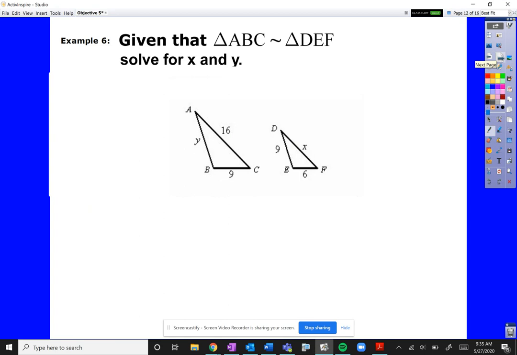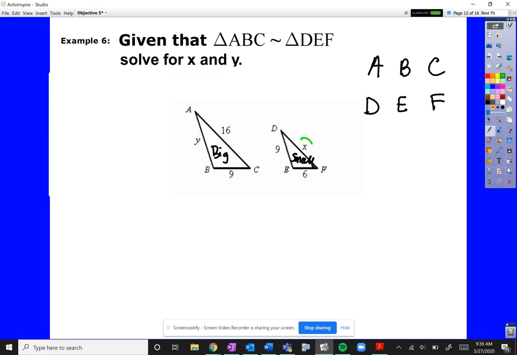Given that ABC is similar to DEF, I'm going to write them on top because I always feel like it makes it easier to see. Solve for x and y. Okay, so let's just start by solving for x. So we have the big triangle and the small triangle.